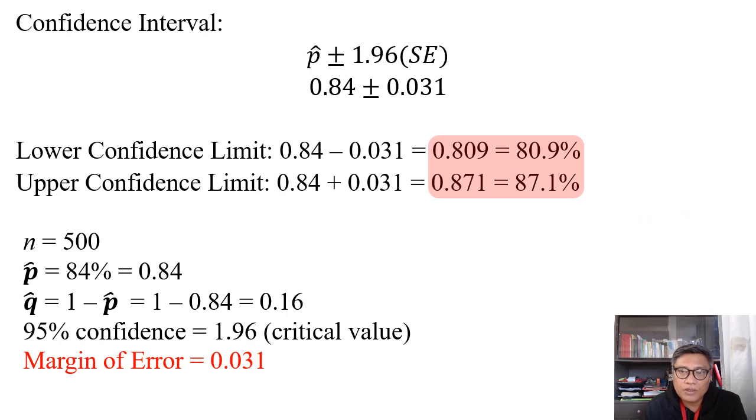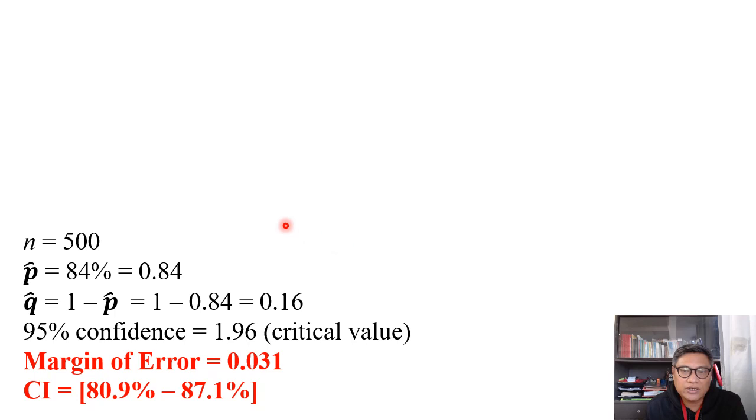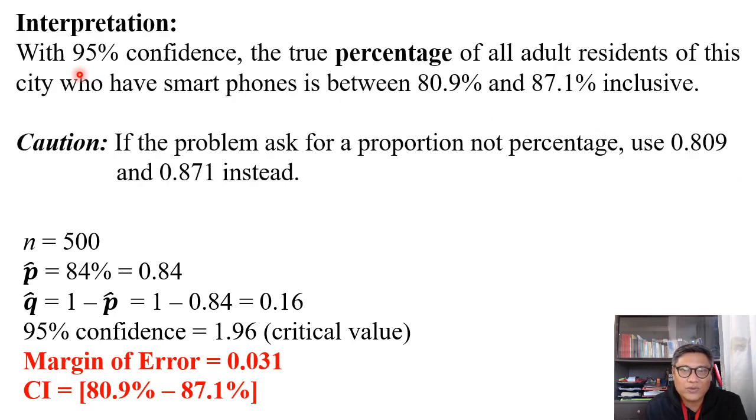Therefore, we can have our interpretation now. We already have the confidence interval. With 95% confidence, the true percentage, because this is what is being asked, class, the percentage, not the proportion, of all adult residents of the city who have smartphones is between 80.9% and 87.1% inclusive.